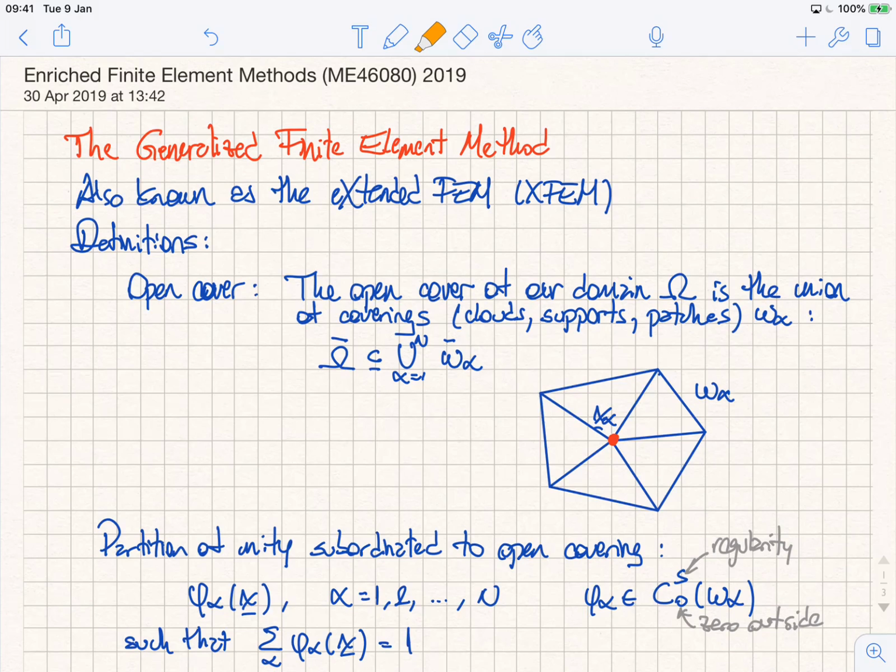Okay, we started with the generalized finite element method. The first thing we did was to look at some definitions. So we defined what was the open cover, or the cloud or support, and you can think of the support or the cloud of a node as just basically the elements that are connected to the node, or you can also think of it as the part of the domain where the shape function associated to that node is non-zero. That's basically what it is.